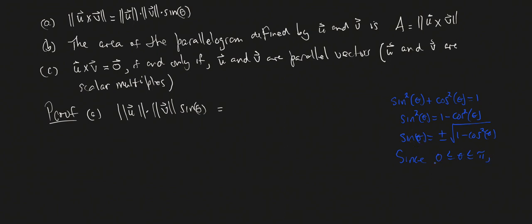Because theta has to be between 0 and pi, because that's how we define the angle between two vectors, then the sine of theta can be written as the square root of 1 minus cosine squared theta. Some of you might remember this as a trig identity. So that's what I'm going to do: replace the sine of theta with the square root of 1 minus cosine squared of theta.